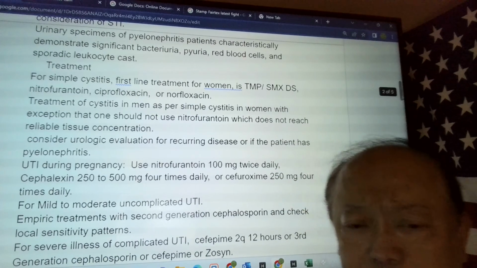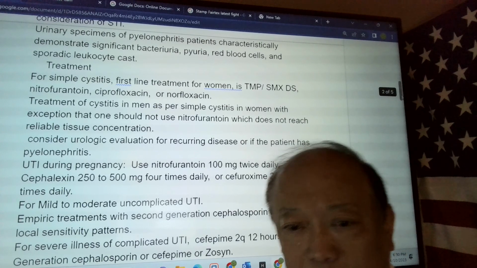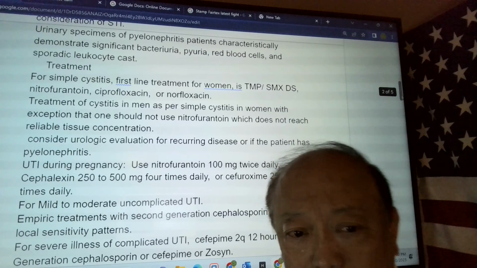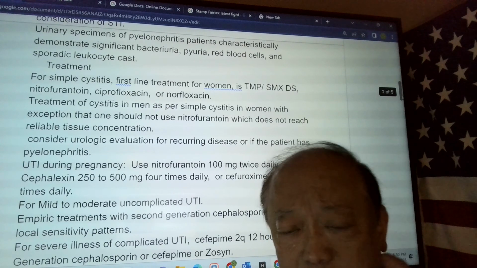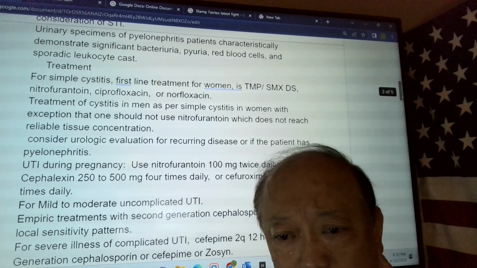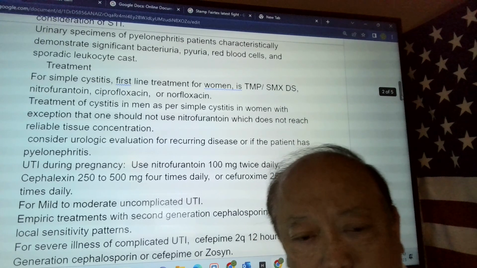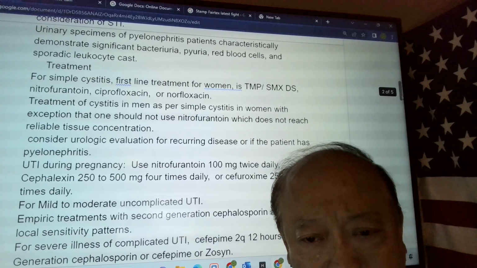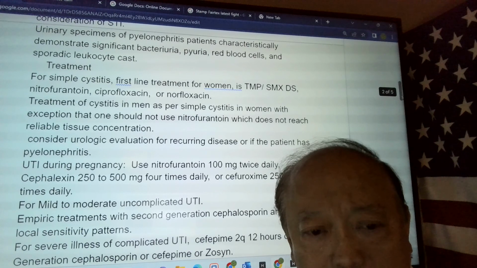Treatment of UTI for simple cystitis, first line treatment for women is trimethoprim-sulfamethoxazole, double strength, nitrofurantoin, or ciprofloxacin or norfloxacin. So, double strength Bactrim, cipro, norfloxacin, or nitrofurantoin, Macrobid.